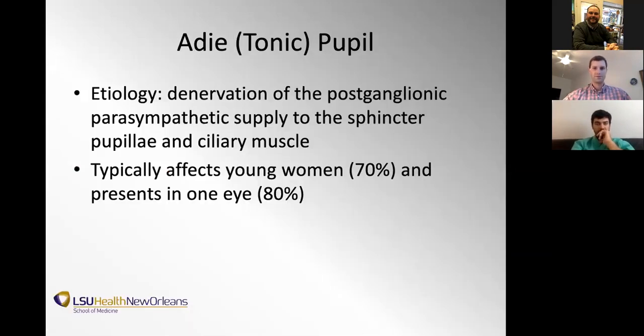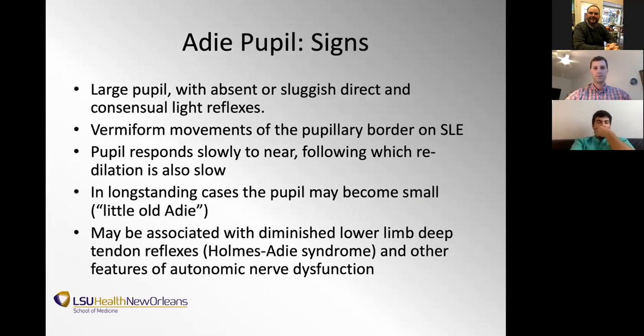So to go more onto the right side of things now, we'll talk about the AD pupil, which is essentially a denervation of the postganglionic parasympathetic supply to the sphincter pupillae and ciliary muscle. It typically affects young women, actually 70% of the time, and most often presents in one eye, about 80% of the time. Typically they'll show up with a large pupil, absent or sluggish direct and consensual light reflexes. You may see vermiform movements of the pupillary border. And the pupil will respond very slowly to near, and following that, redilation is often very slow.